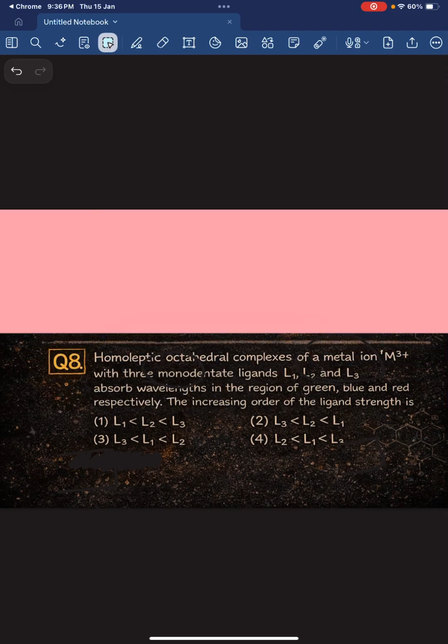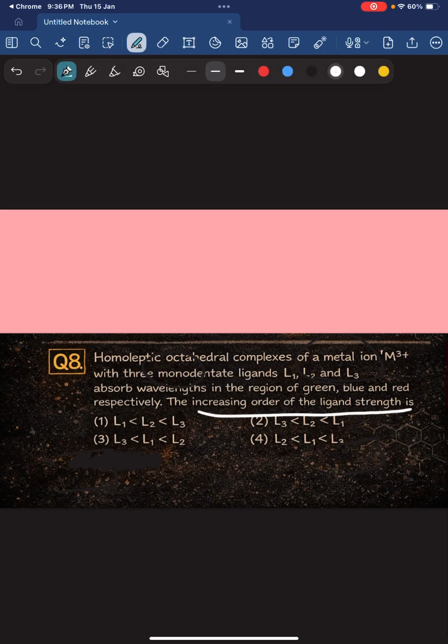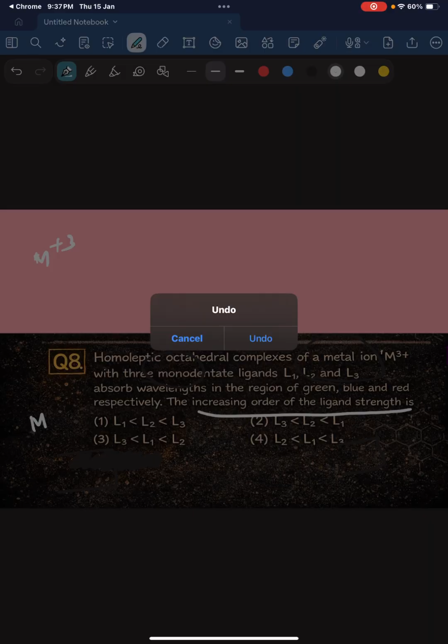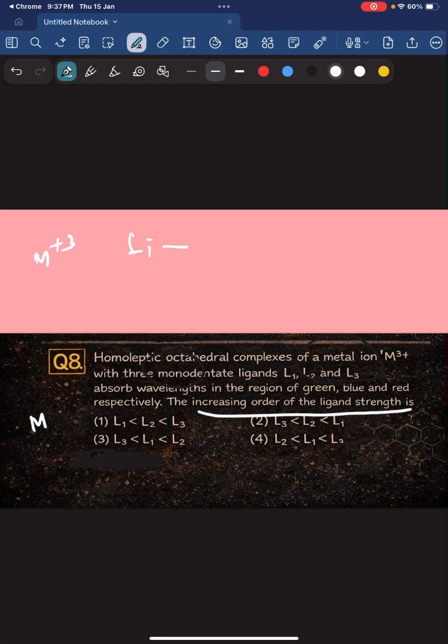The next question is about a homoleptic octahedral complex of metal ion M plus 3 with monodentate ligands. The observed wavelengths in the respective colors are given, and we need the increasing order of ligand strength. Here we have to know this is a homoleptic complex with M plus 3 ion. Ligand 1 gives green color, ligand 2 is blue, and ligand 3 is red.